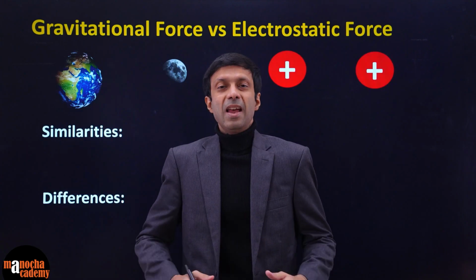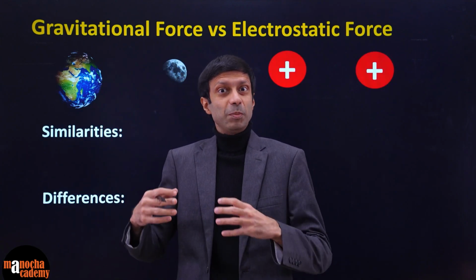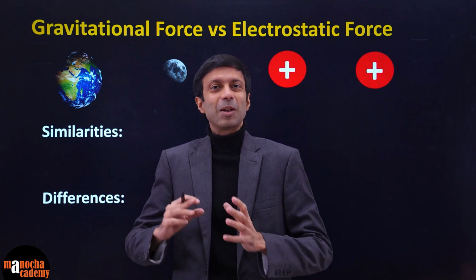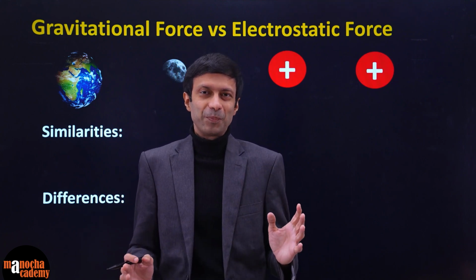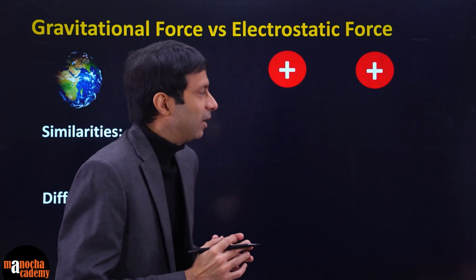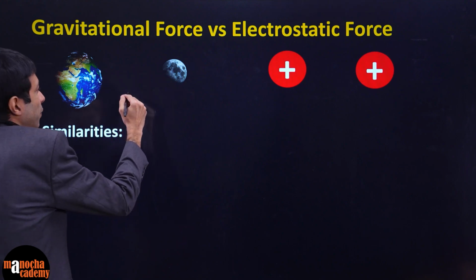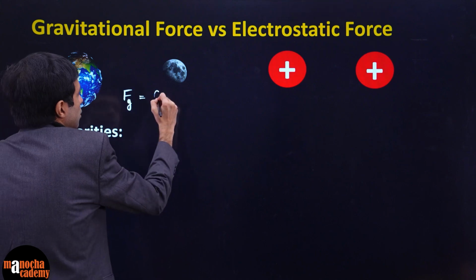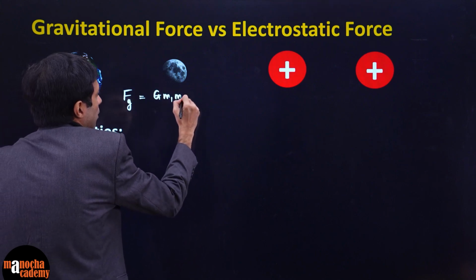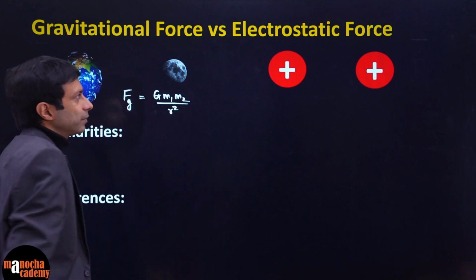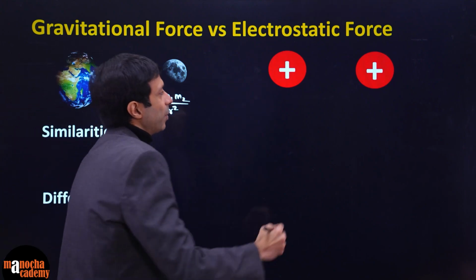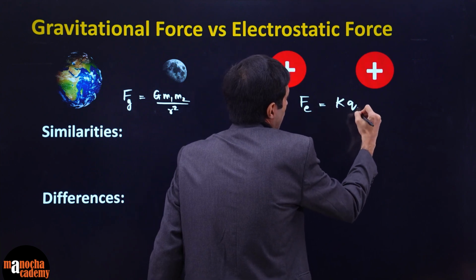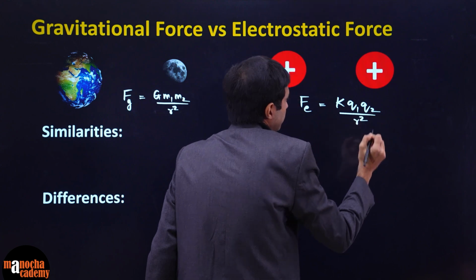So simple. Let's compare gravitational forces, which are the forces between two masses, and electrostatic forces, the forces between two charges, and you'll see there are some interesting similarities and differences. To compare, first let's quickly write down the formulas. What is the formula of gravitational force between two masses? Remember, gravitational force I'm going to write as Fg is G m1 m2 by r square. And the electrostatic force between two charges, I'm going to write as Fe, is K Q1 Q2 by r square.